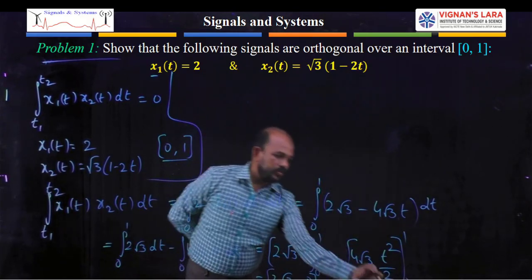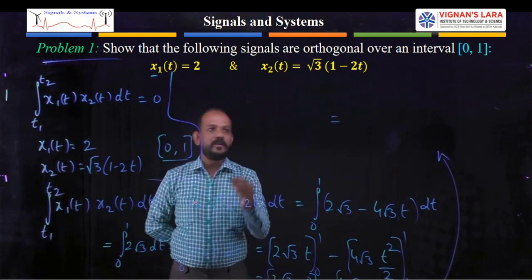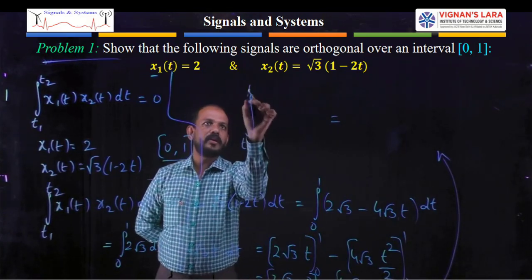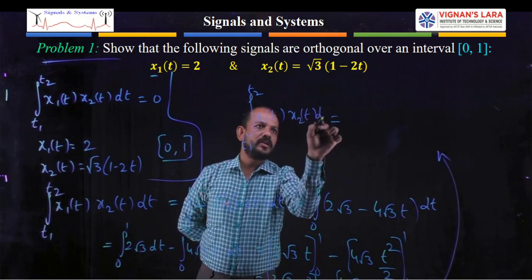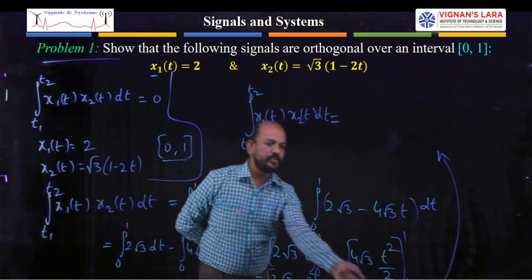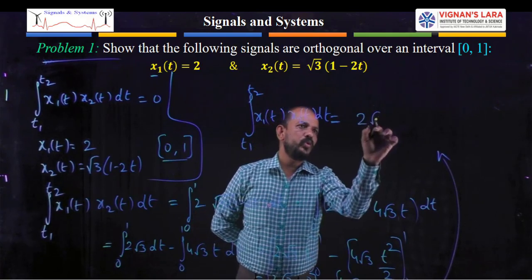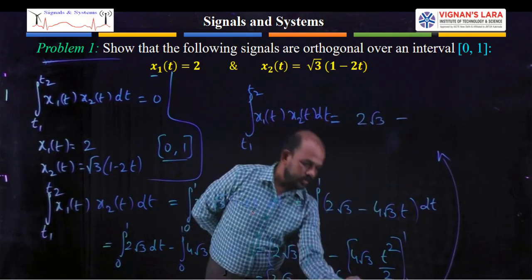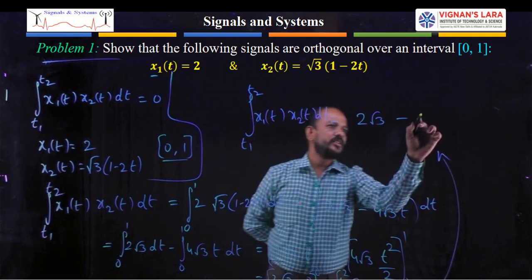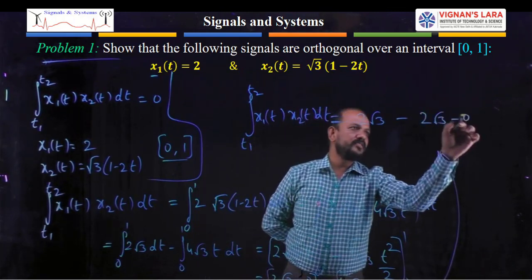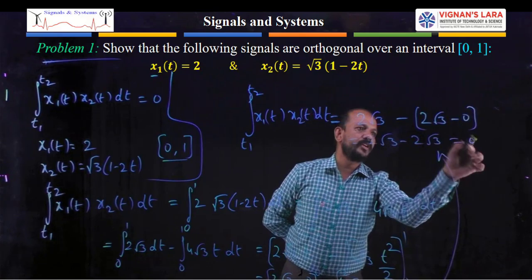Now for this I am writing here. So finally, what I am finding is the integral t1 to t2 of x1 of t x2 of t dt. That will be equal to the continuation. So 2 root 3 minus 0 is 2 root 3, minus 2 root 3 into 1. Simply the value of this one is 2 root 3 minus 2 root 3, which will be equal to 0.